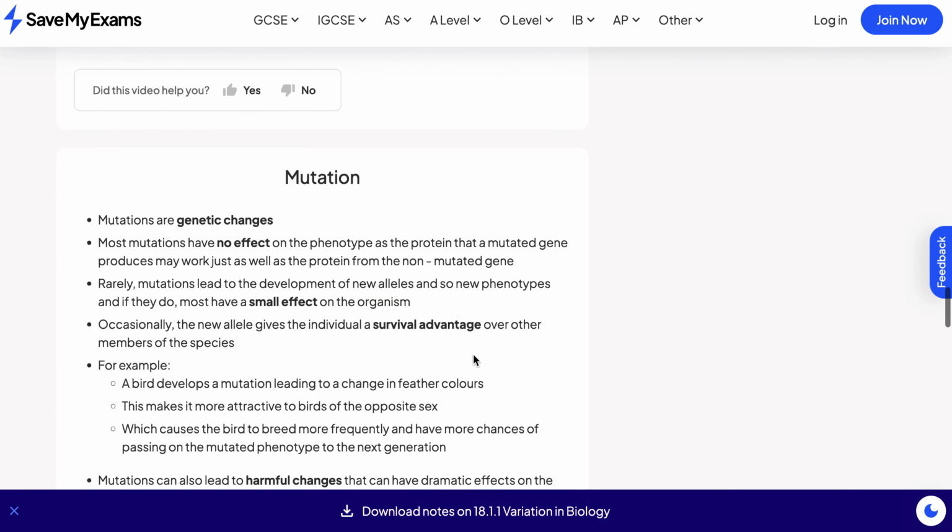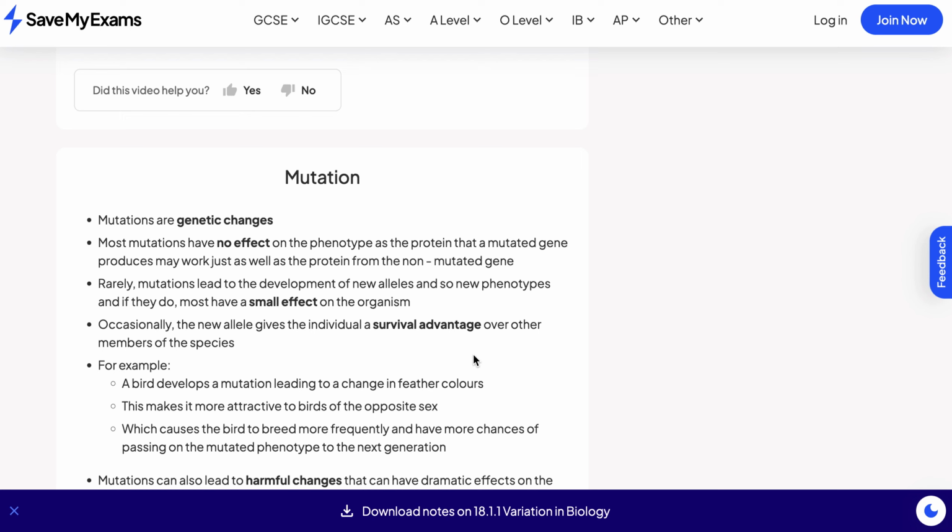Okay, so we've heard the tutorial explaining mutations as genetic changes. And then for extended students, you should go beyond that to say that it's changes that affect the base sequence of the DNA. Most mutations have no effect on the phenotype, as the protein that a mutated gene produces may work just as well as the protein from the non-mutated gene. Most of them, but some are different.